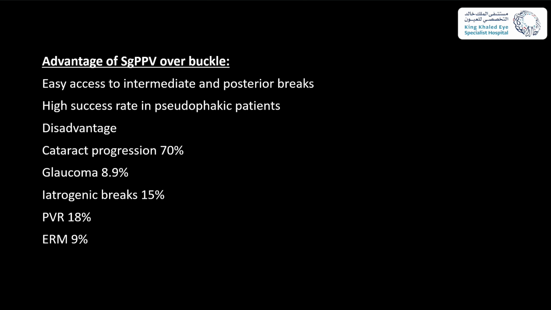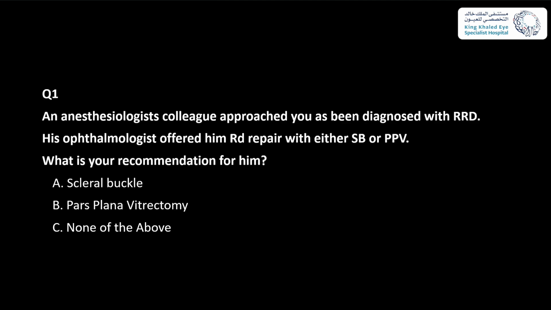Disadvantages: it induces more cataract. More oxygen in a vitrectomized eye is believed to increase the process of nuclear sclerosis. Iatrogenic breaks can be created, 15% due to improper shaving of the anterior vitreous. And remember, if you didn't shave the vitreous and you didn't perform the vitrectomy well, traction can happen on the opposite side to the previous break. PVR and epiretinal membrane are well-recognized complications.